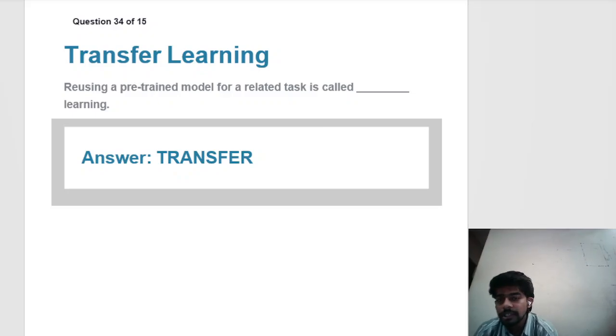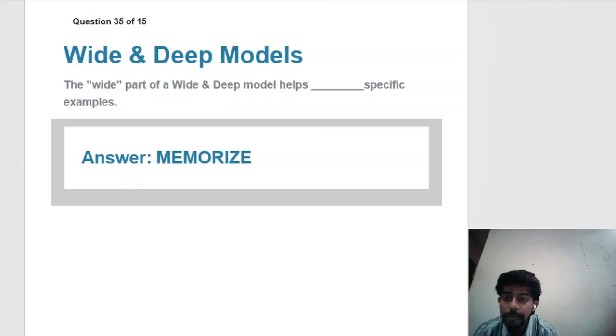What are the advantages of transfer learning? Works with limited data. It gives faster training, better performance, lower computational cost. It does have some variations, which are feature extraction, fine tuning, domain adaptation. Let's look at the next question then, which is about wide and deep models.